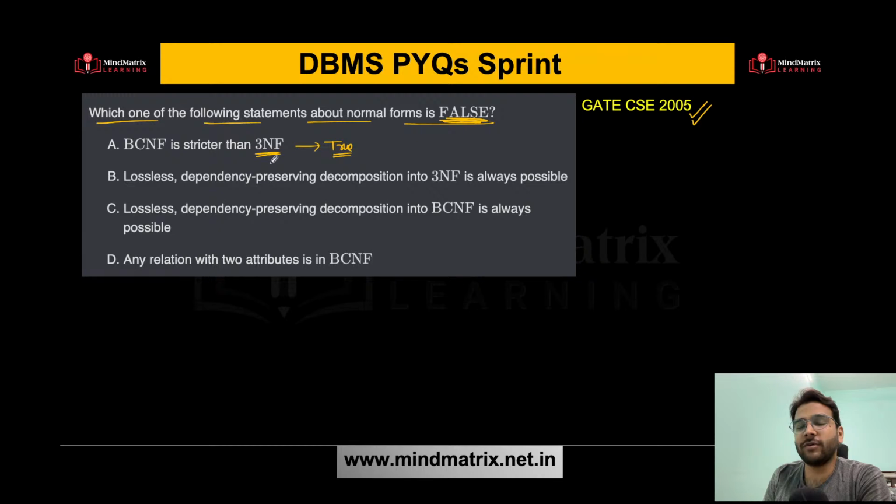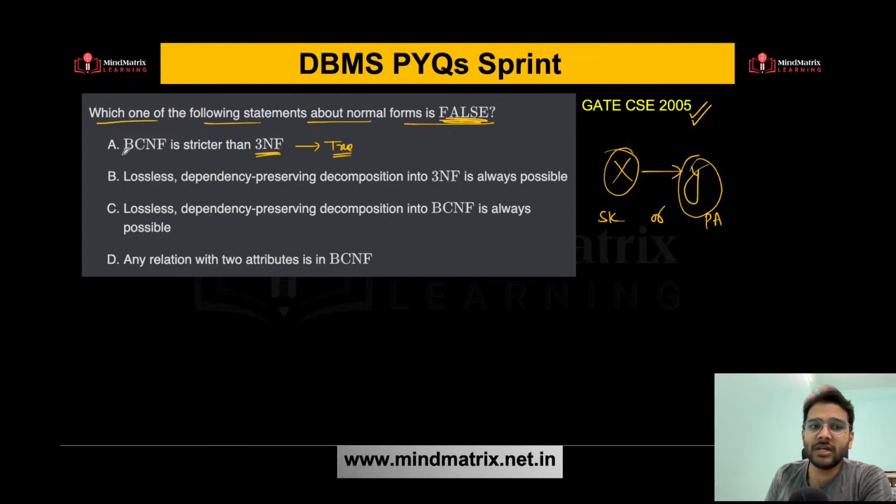Because in 3NF you have a choice. If you have this kind of functional dependency, you have a choice in 3NF. Either this is a super key or this is a prime attribute. But in BCNF, the choice is not there. X has to be a super key in BCNF. So that is stricter than 3NF. Are you getting this or not? So statement A is true here. Is this clear? Let's talk about the second option.